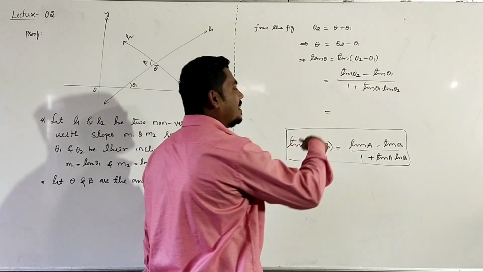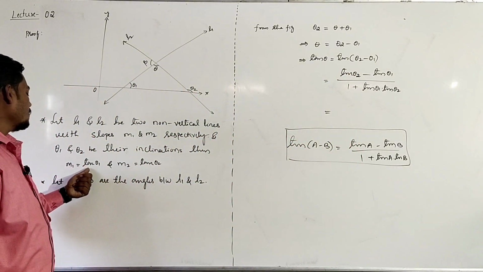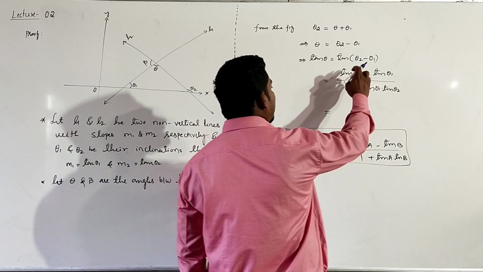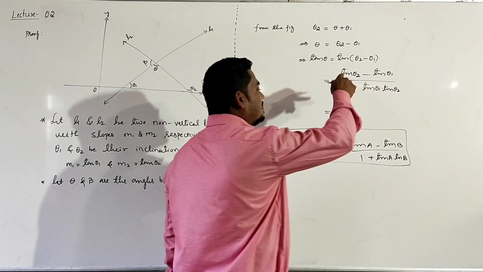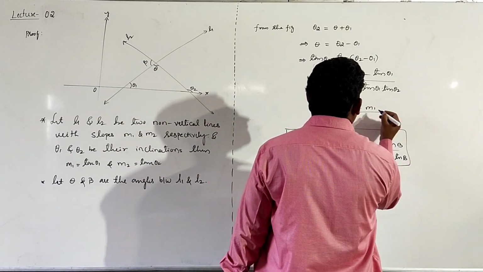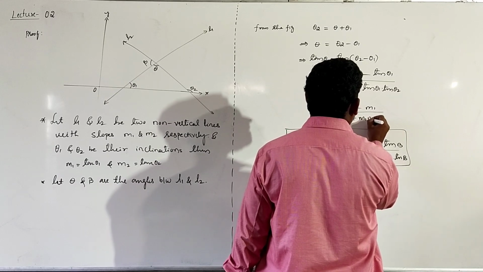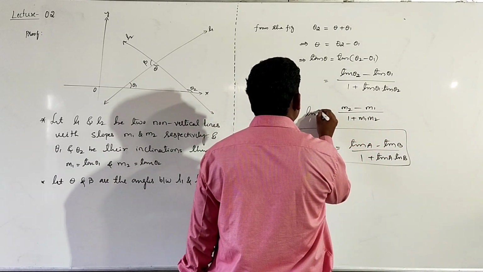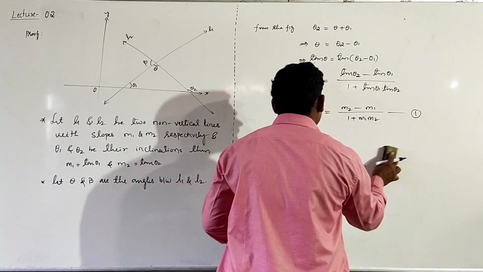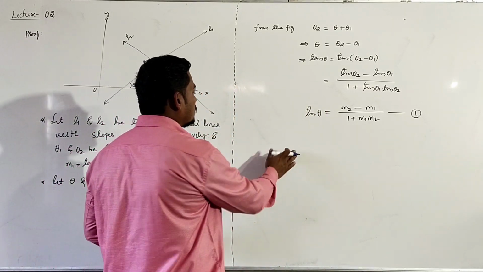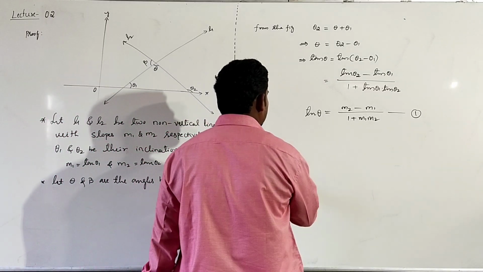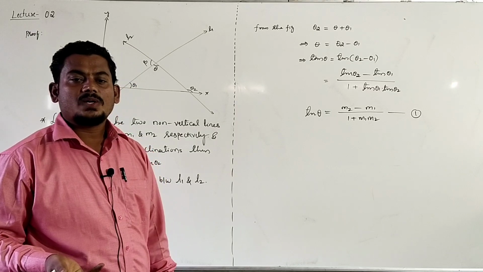After that, the tan theta 2 value is already known. Tan theta 2 means m2, because theta 2 is the inclination of the straight line. So instead of tan theta 2 I will take m2, and similarly m1. Tan theta is equal to m2 minus m1 divided by 1 plus m1 into m2. Take this as equation number 1. Then from the figure, what is the beta value? Beta is also an angle between two lines.